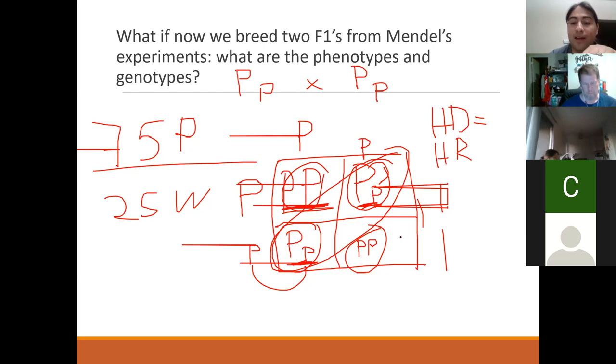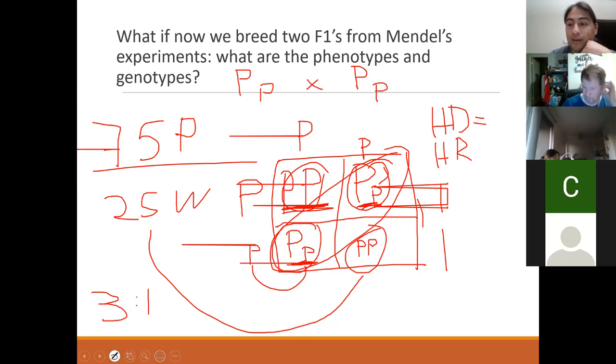And again, we are going to see 25% of white flowers appearing until the second generation. So if you convert this in ratio, then for every four plants, three are going to be purple and one is going to be white.